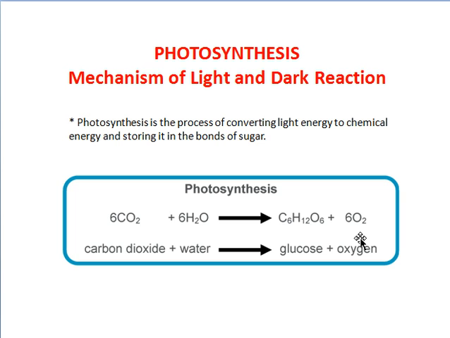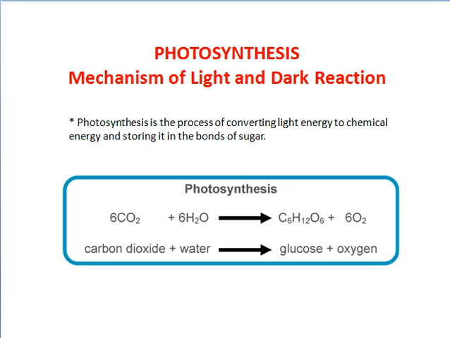The glucose which is formed in photosynthesis can be used as a source of chemical energy in the process of respiration to form ATP molecules. But photosynthesis itself is an endothermic process. So let's get to the next slide.